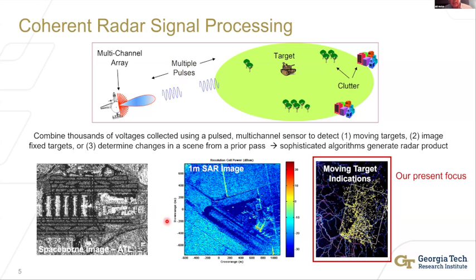Advanced radar systems may have 30 different modes, but the three basic products are moving target indications, radar images, or change metrics, change detection metrics.